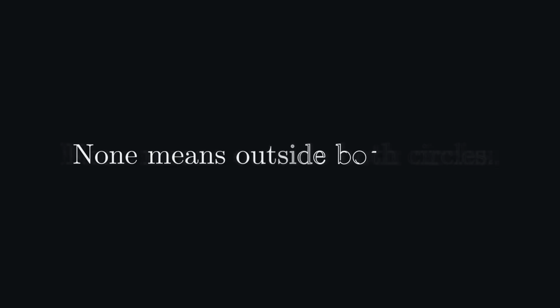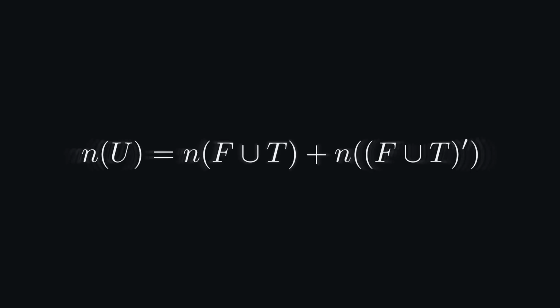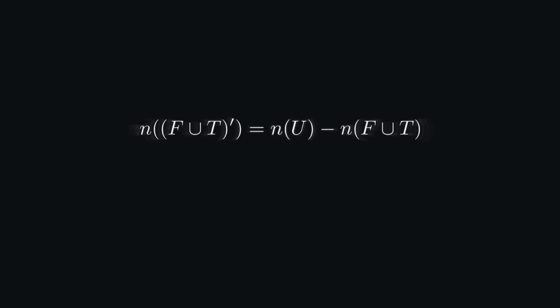None means students who are outside both circles. We can use a formula to find out how many play none of the games. Now, we calculate the number of students who play none of the games. This line says n((F∪T) complement) equals n(U) minus n(F∪T) equals 31 minus 23. Equals 8.